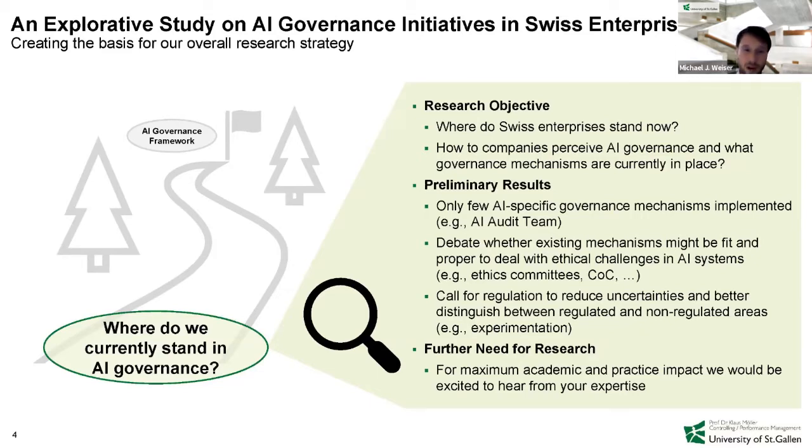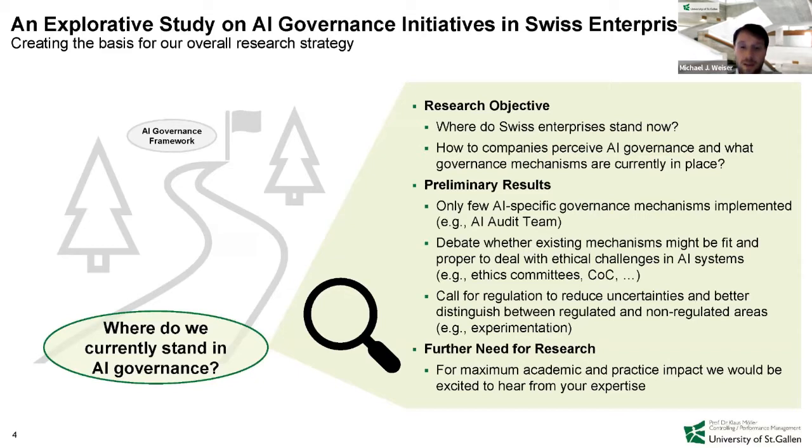And we found in our preliminary results that, on the one hand, only a few really AI-specific governance mechanisms have been implemented yet, for example, AI audit teams. And there's still quite a debate whether existing mechanisms might actually be fit and proper to deal with these ethical challenges. These are, for example, ethics committees or the codes of conduct which companies have in place. And some of them find them still useful and applicable also for the age of AI.